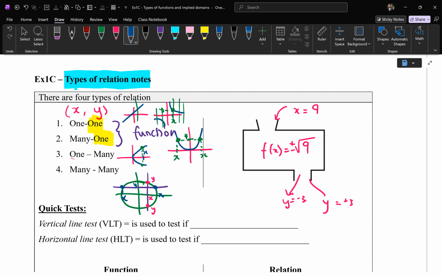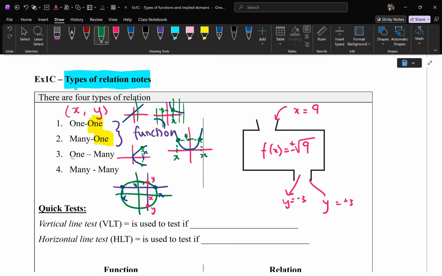So that's pretty much today's lesson. The lesson is for you to be able to identify what type of relation you have for 1C. So for 1C, they'll say identify the relation or justify what type of function it is. You have to be able to tell which ones are one to one, which ones are many to one, which ones are one to many and many to many. Okay? Types of tests to help you remember.